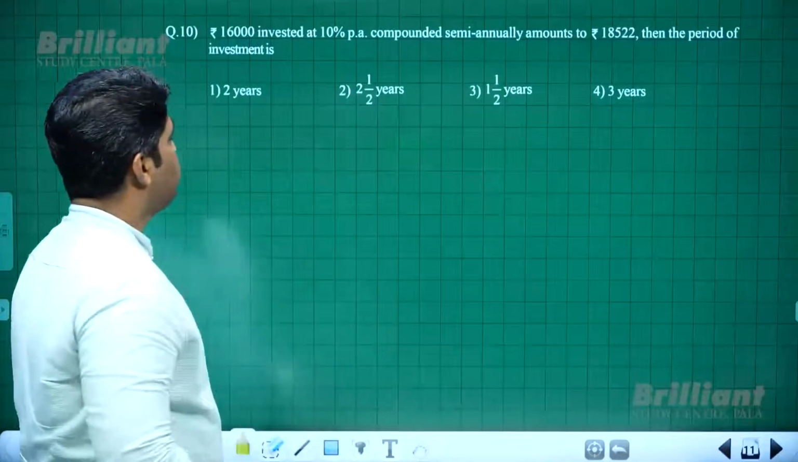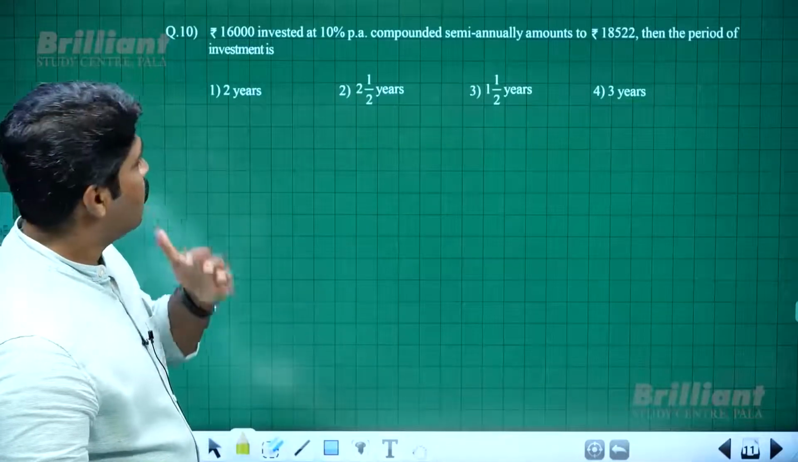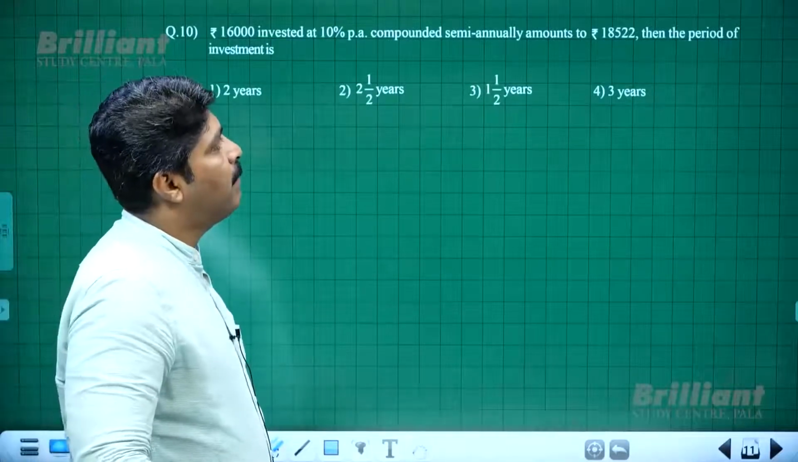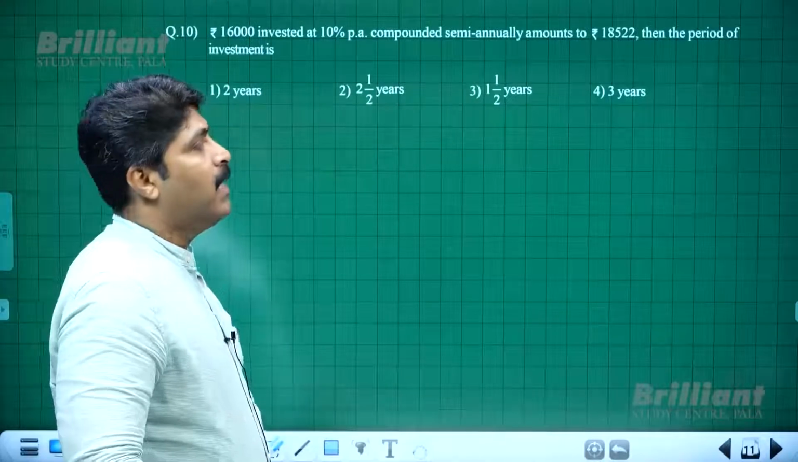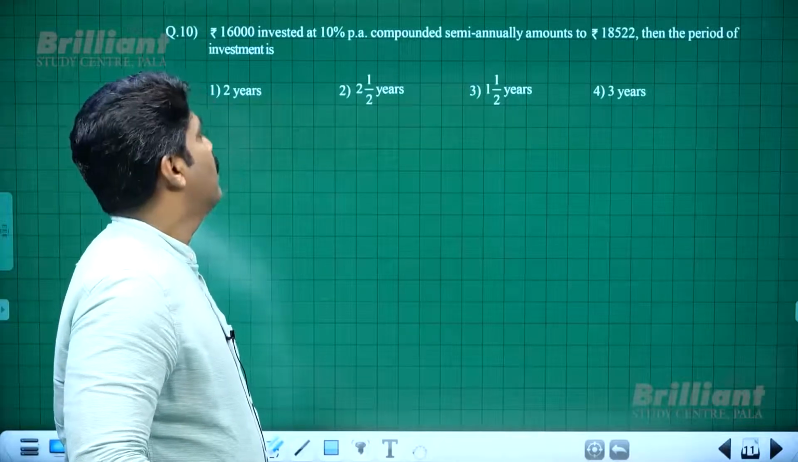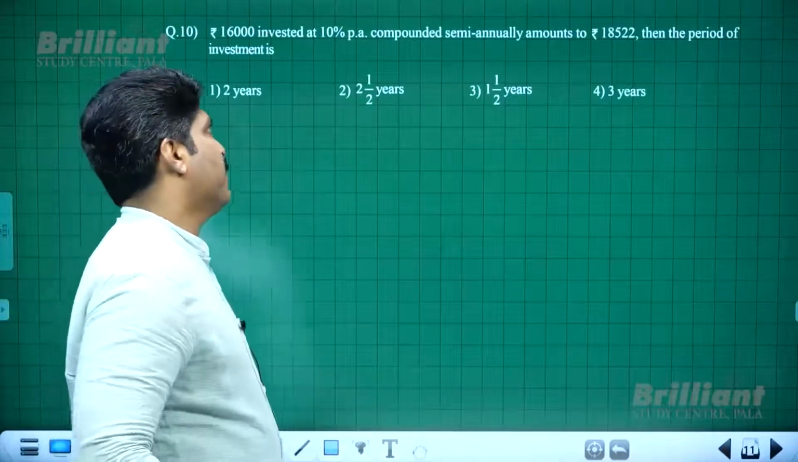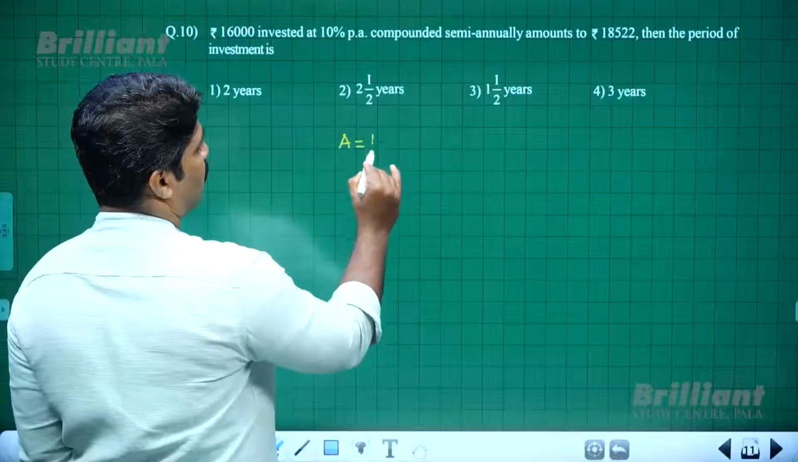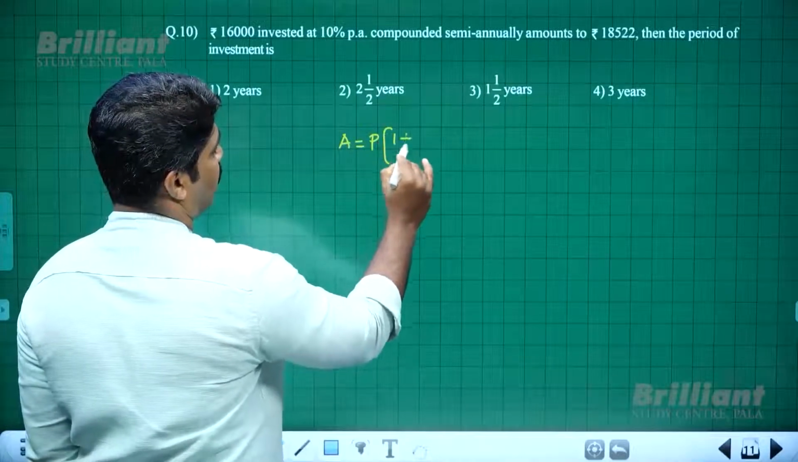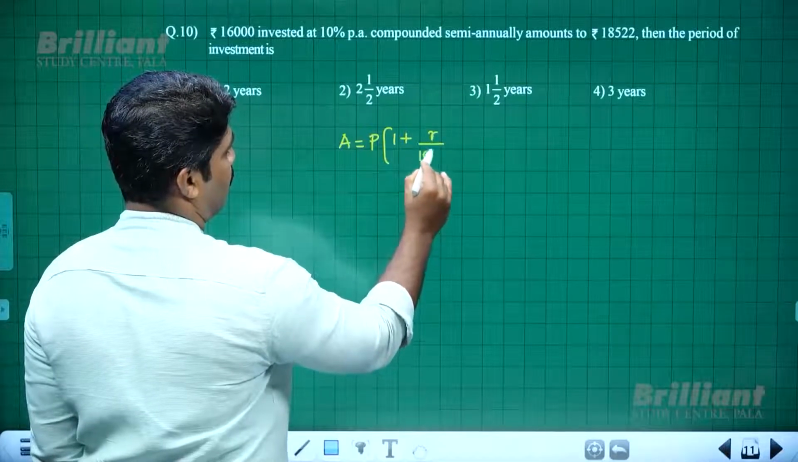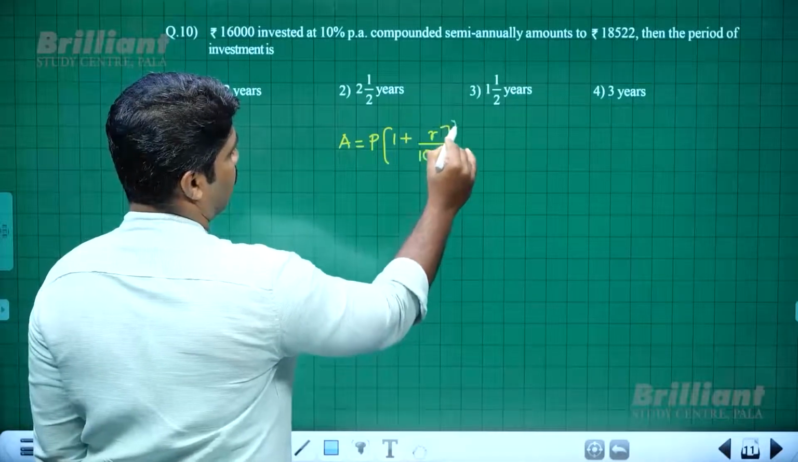Next question. 16,000 invested at 10% per annum compounded semi-annually amounts to 18,522. Find the period of investment. Here we know that the basic result is amount A is equal to P into 1 plus R by 100 the whole raised to n.